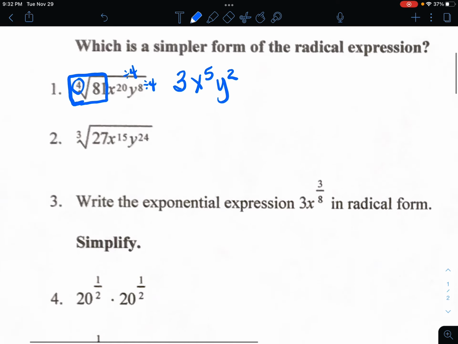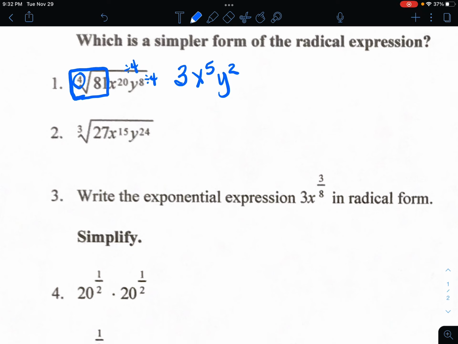Right, the same thing on number 2. I'm going to do the cube root of 27, if I don't know it in my calculator, which again actually happens to be 3. 3 times 3 times 3 is 27. That one was just a coincidence. This time my root is 3, so 15 divided by 3 is going to be x to the fifth power, and 24 divided by 3 is going to be y to the eighth power. Okay, so that's what you're going to do on 1 and 2.